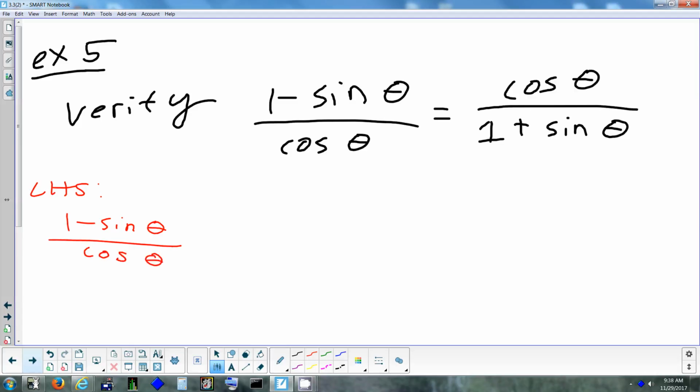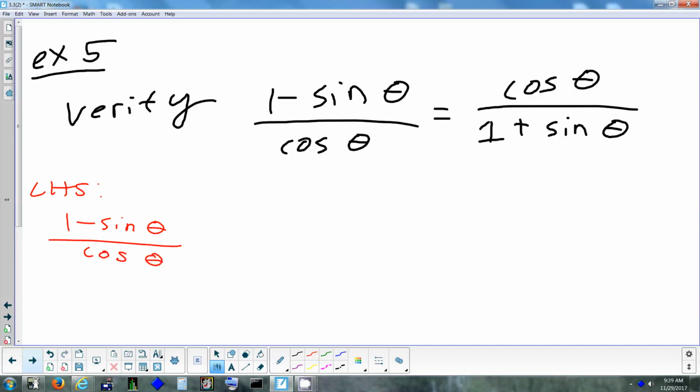How about writing it with a common denominator? Could we do a common denominator here? No. How come? It's only one fraction. You don't have two fractions to combine. There's already one, and it's already together.